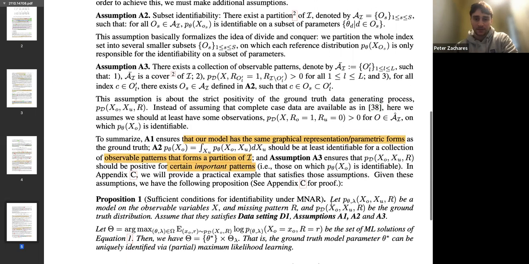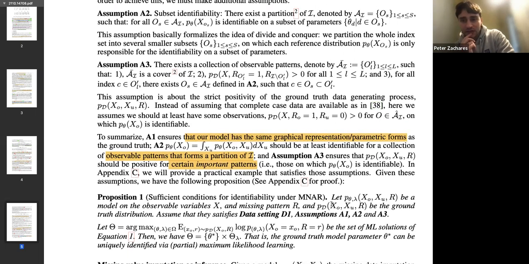And then the third assumption is that A3 ensures that this joint distribution should be positive for certain important patterns. So I guess this has to go back to something along the lines of, for the variables that we do observe, you can also recover the joint distribution. I guess it's saying that within the observed variables that you actually see in your data set, the probability of the unobserved variables should be non-negative. I mean, strictly positive.